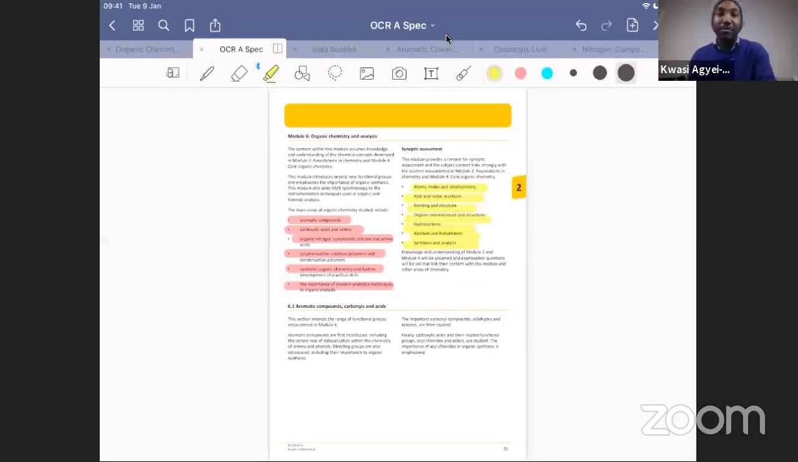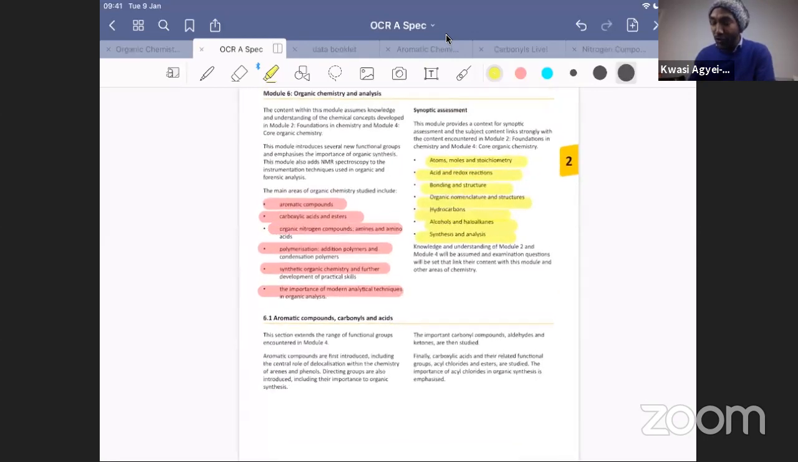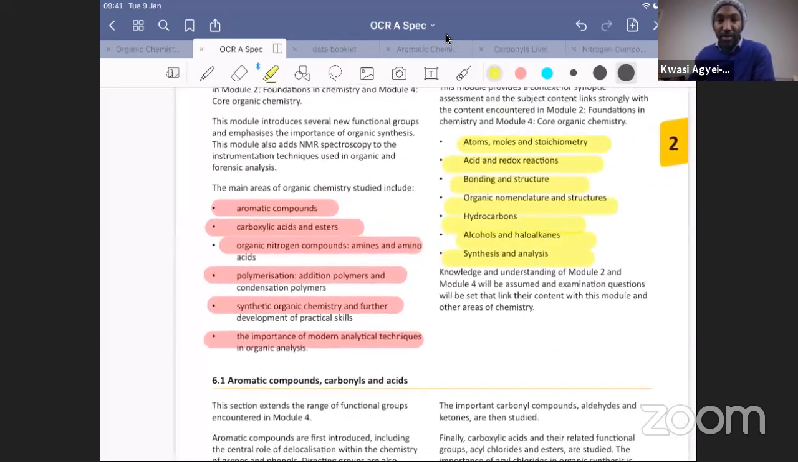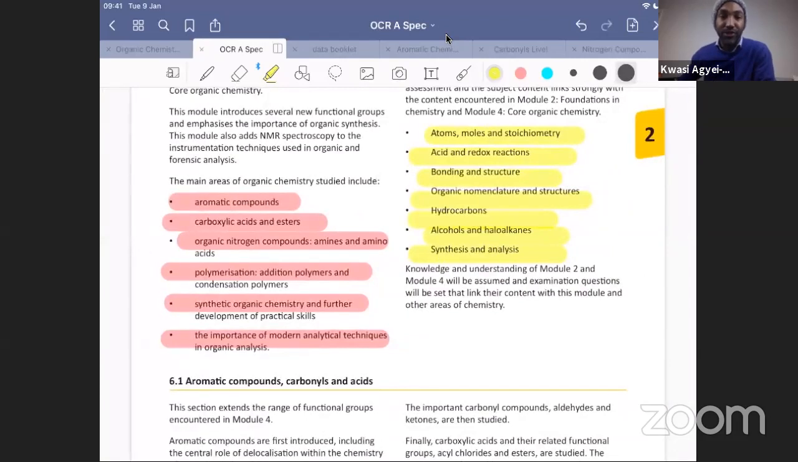Okay, so you should be able to see the specification, and I have moved on to the part to do with Module 6, which is the organic chemistry section in the second year of the course. Now, there are a number of topics that we need to take into consideration here. The first, of course, is aromatic chemistry, so the chemistry of benzene and all its reactions. We'll also be looking at carboxylic acids and esters, organic nitrogen compounds, so these are amines and amino acids, and of course amides as well, which you will have encountered.